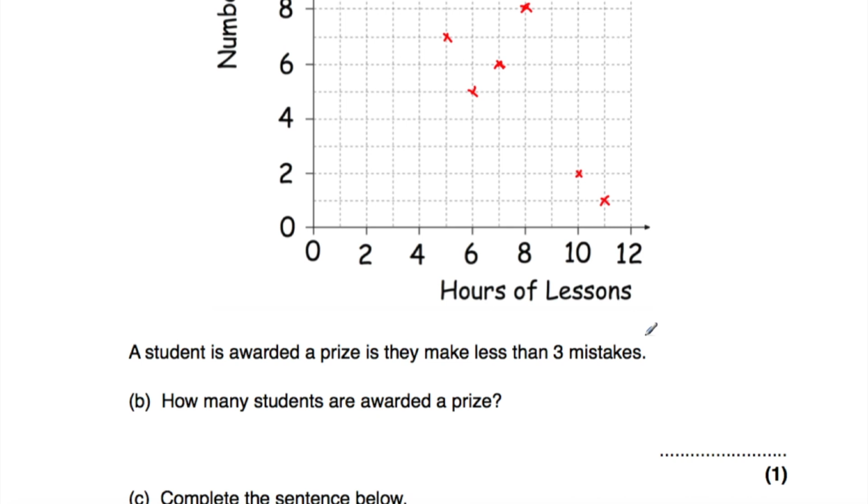Okay, and the next part says a student is awarded a prize if they made less than 3 mistakes. So in other words, if they made 2 mistakes, 1 mistake, or no mistakes, they're awarded a prize. If they made 3 or more mistakes, they didn't get awarded a prize. And the question says how many students are awarded a prize.